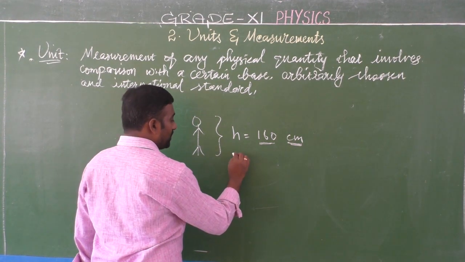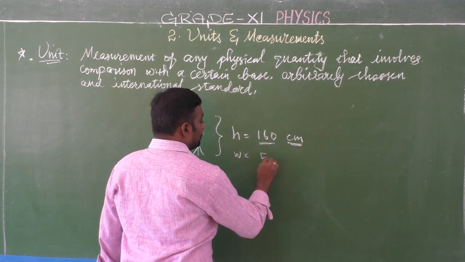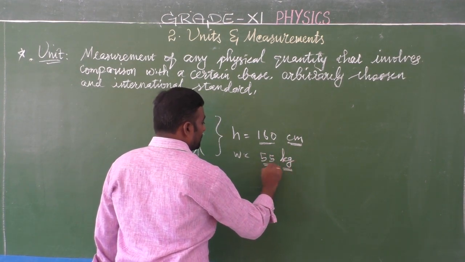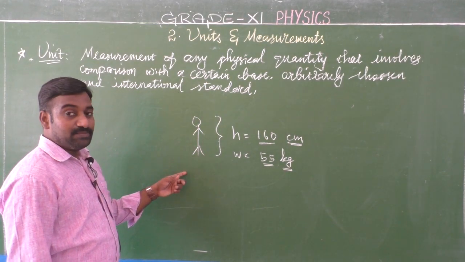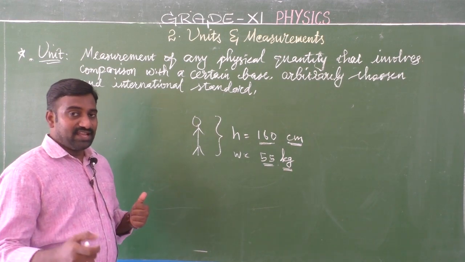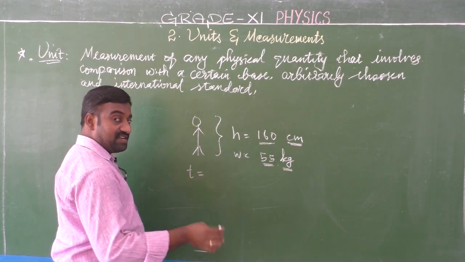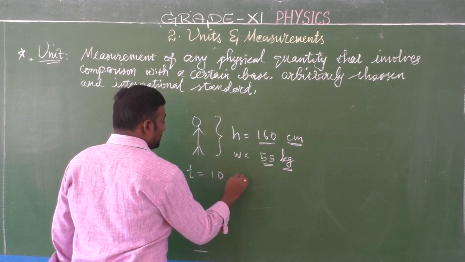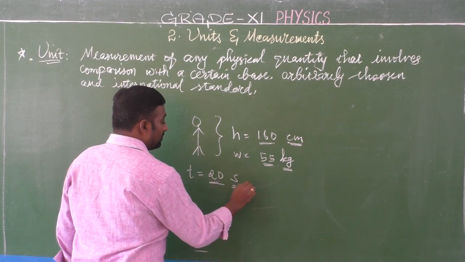Similarly, you want to measure your weight using a weighing machine. Your weight is 55 kg, 55 kilogram. So the unit is followed by the number. And in a running race, a student participated, and the time taken by the person to reach the 100-meter race is 10 seconds or 20 seconds. So it is a number followed by a unit.